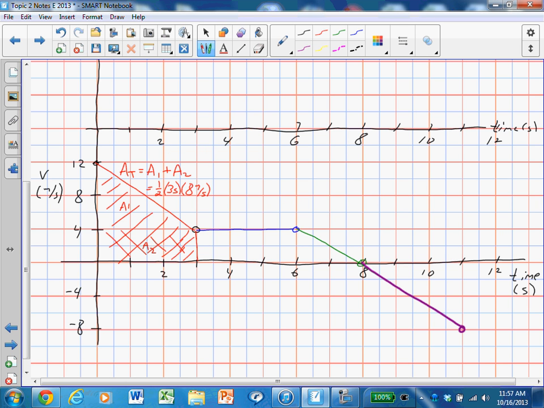We also have the rectangle down below, so we'll have to add that in. That would be a base of 3 seconds and a height of 4 meters per second, which gives us 4 times 3 is 12 meters, the seconds cancel, plus 12 meters again, or 24 meters. So the red zone gives us a displacement, as a result of that average velocity, of 24 meters over that time.